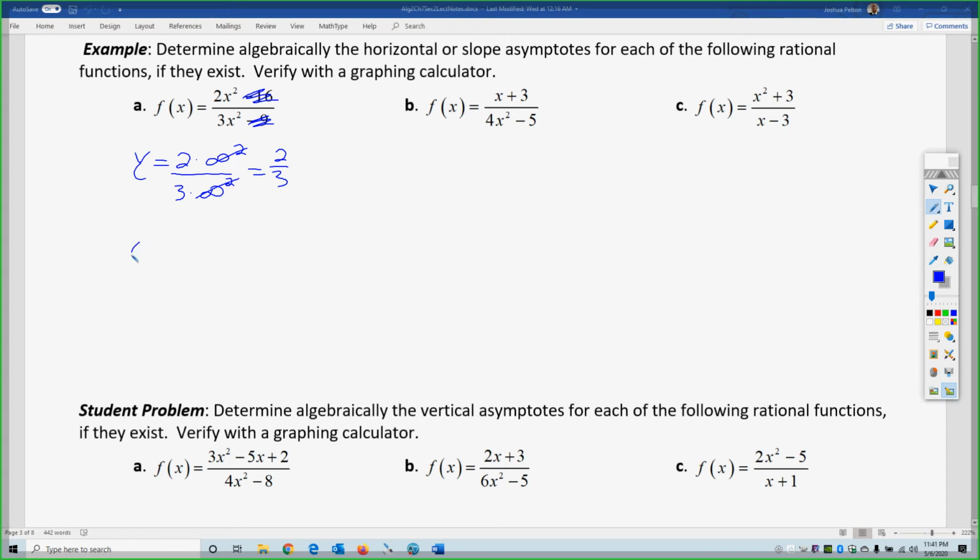Okay, so y equals 2/3 is the horizontal asymptote. Thus, there is no slant here. And you can see that they are of equal power, which is scenario 2. Okay, so let's look at the graph to verify that's actually true.